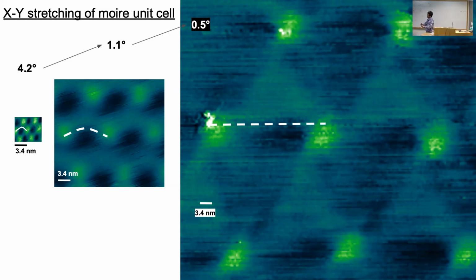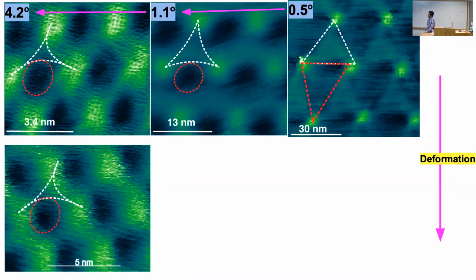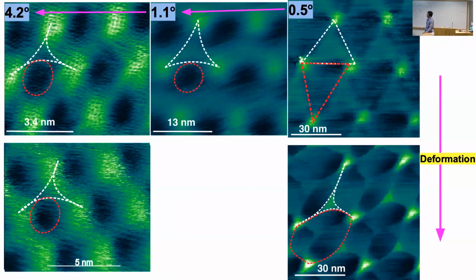Now, when you're stretching them, it's stretching these domain walls as well. So the domain walls are changing shape as a function of these twist angles. So now let's deform these Moire patterns and see what happens. At 4.2 degrees, we do not see much change in the shape. But something interesting happens at 0.5 degrees.